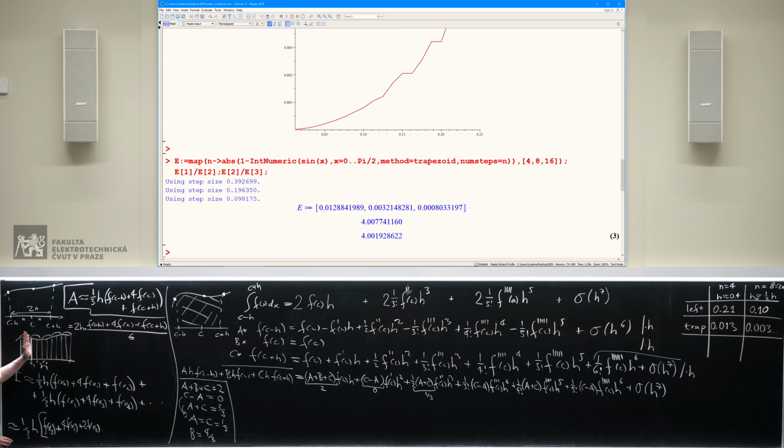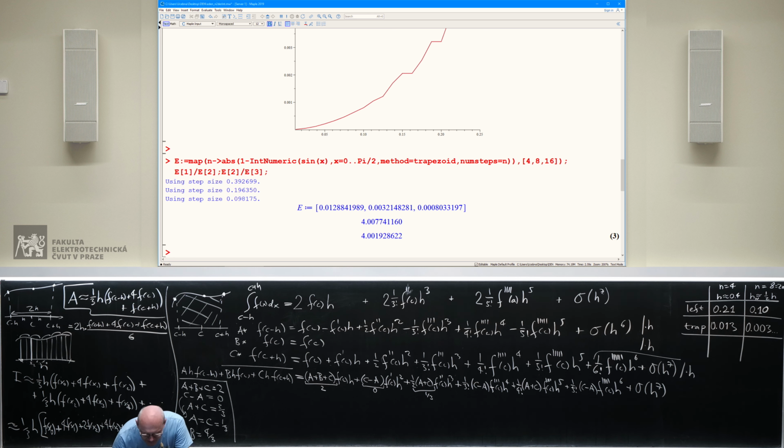The next guy is in the middle of a double panel. It gets taken 4 times. The next guy is shared. It's taken twice. You can see the pattern. 4, 2, 4, 2, 4, 2, and so on. And you keep going until you reach the second last guy, which is in the middle of a double panel. So it's 4 times. And the last guy is taken just once. That's the new method. This is called the Simpson method.